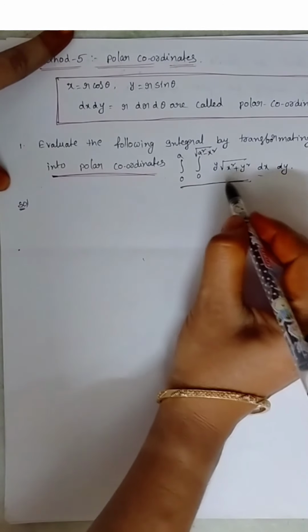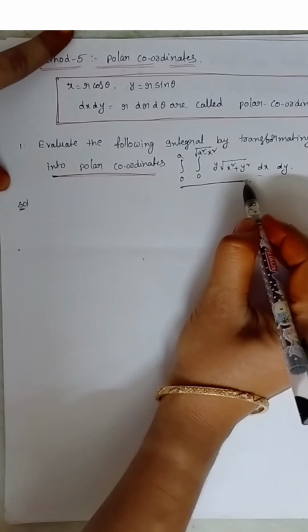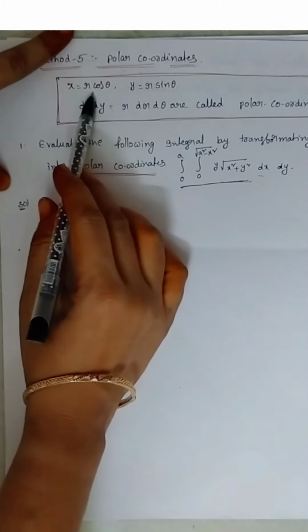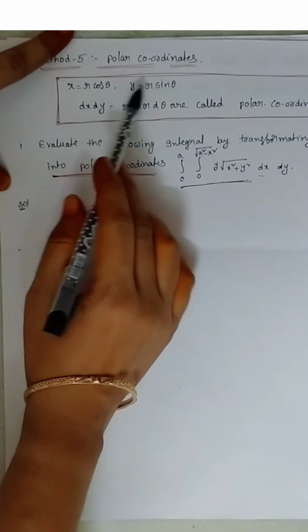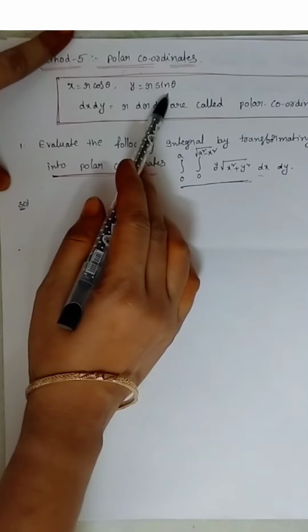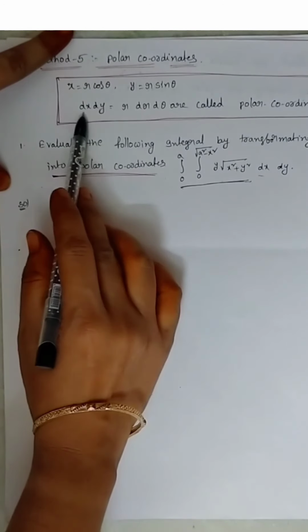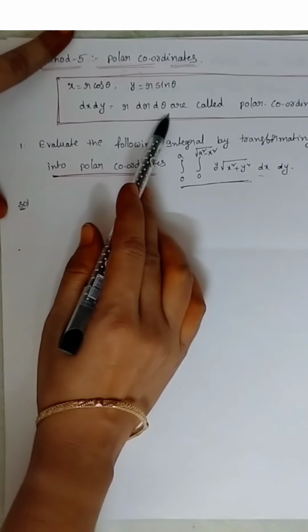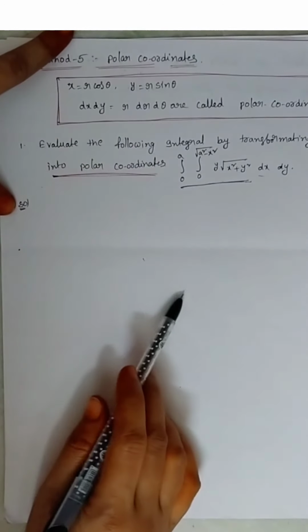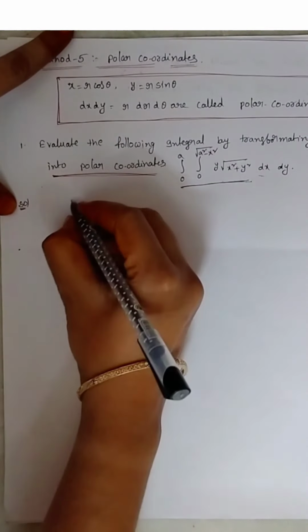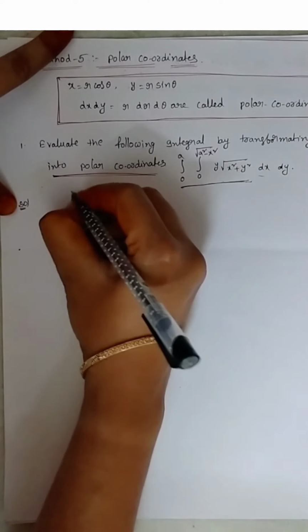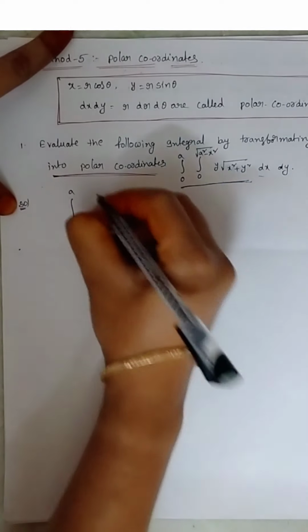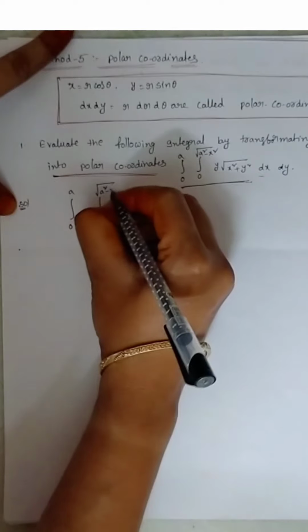But here they mentioned changing this problem into polar coordinates, and then finding the integral. Changing into polar coordinates means wherever x appears we substitute r cos theta, wherever y appears we substitute r sin theta, and wherever dx dy appears we substitute r dr d theta. Then we find the integral. So the given problem is 0 to a and 0 to root of a square minus x square.